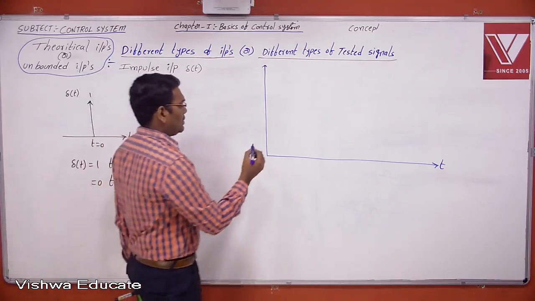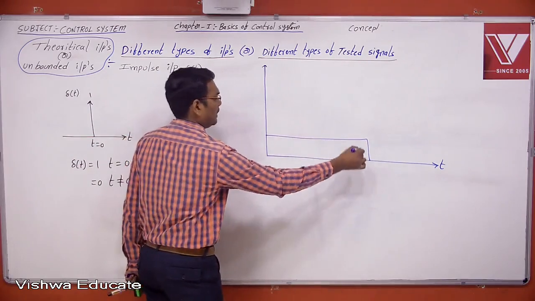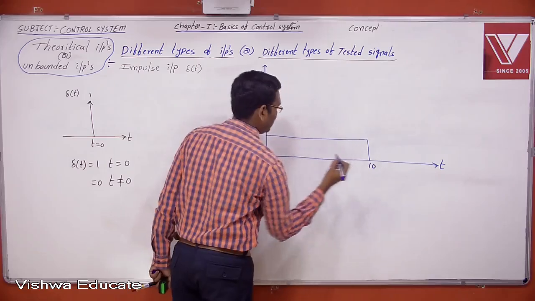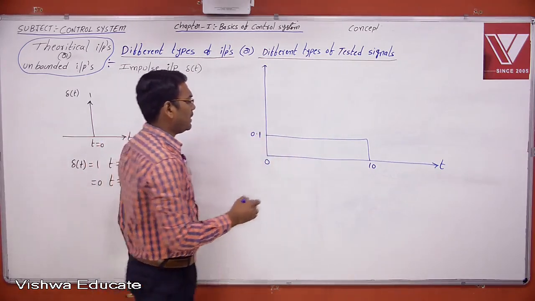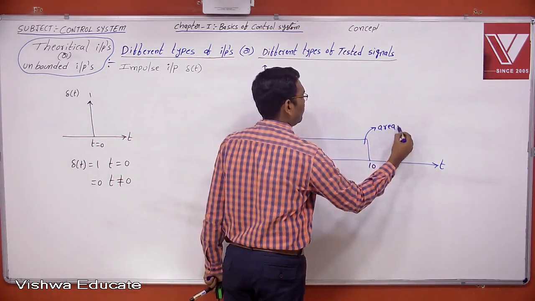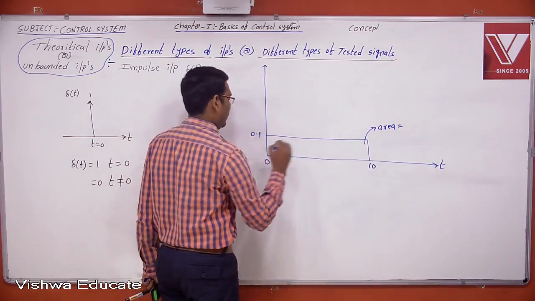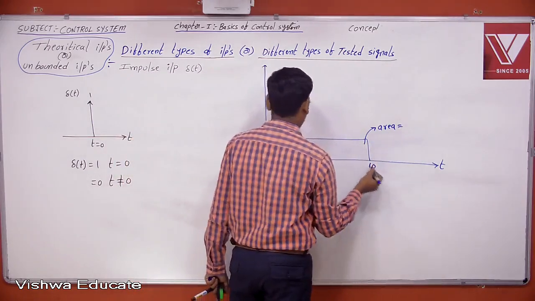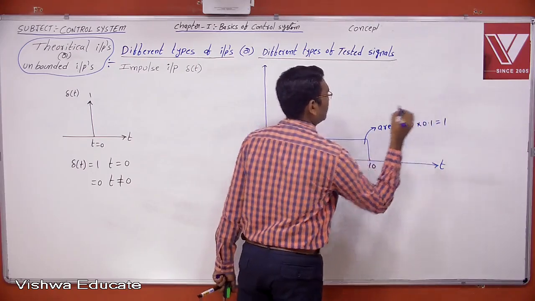Now this is a rectangular pulse. This rectangular pulse has a pulse width of some 10 units, and its pulse height or amplitude is 0.1. What is the area of this rectangular pulse? The area is nothing but 10 into 0.1, which is equal to 1.